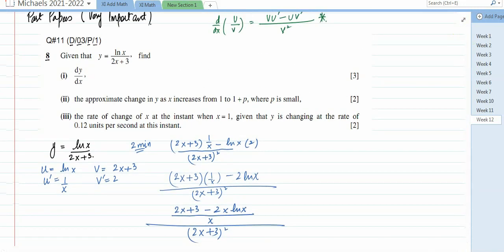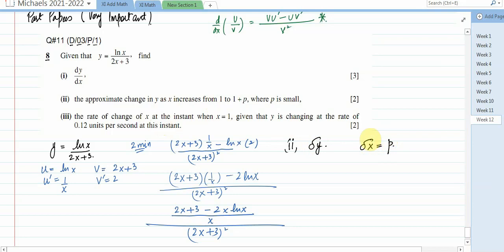After that, for part 2, it says the approximate change in y as x increases from 1 to 1 plus p. Now you see that in your past papers the first rule is dy by dx, the next one is a small change, and the third one is the chain rule. So it covers your chapter number 15 and chapter number 16, two topics completely covered in this one question. For part 2 we need to find out delta y, and the value of delta x is equal to p.